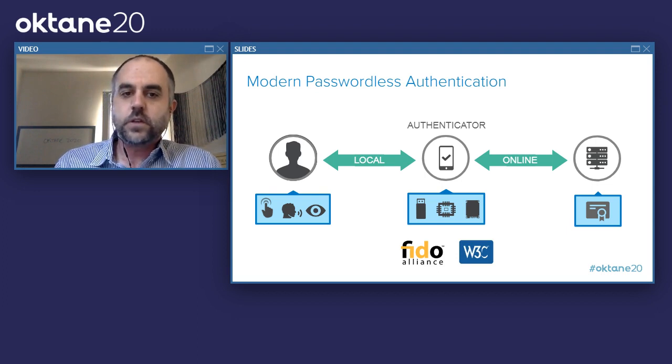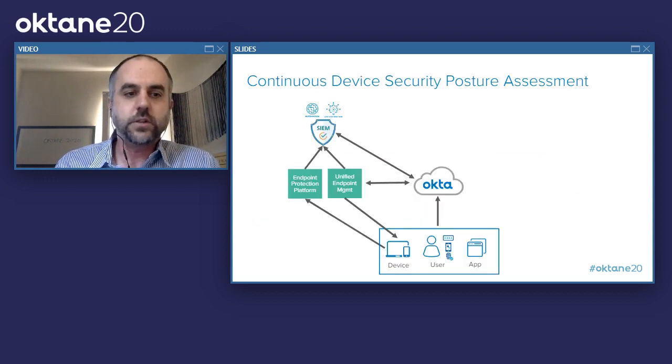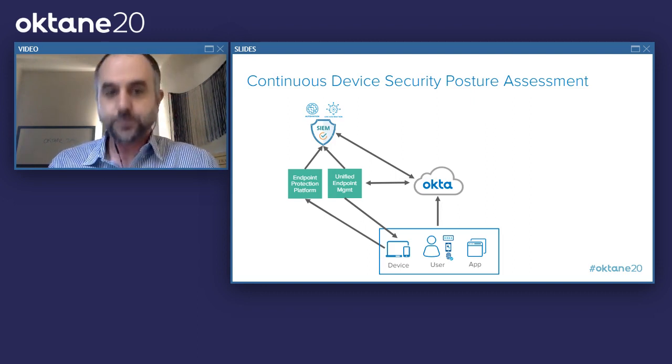But it's not just user authentication that we need to consider. It's also how do we do continuous device security posture? As we mentioned, device security posture changes over time as well. So I may download some malware and start running it on a particular device.